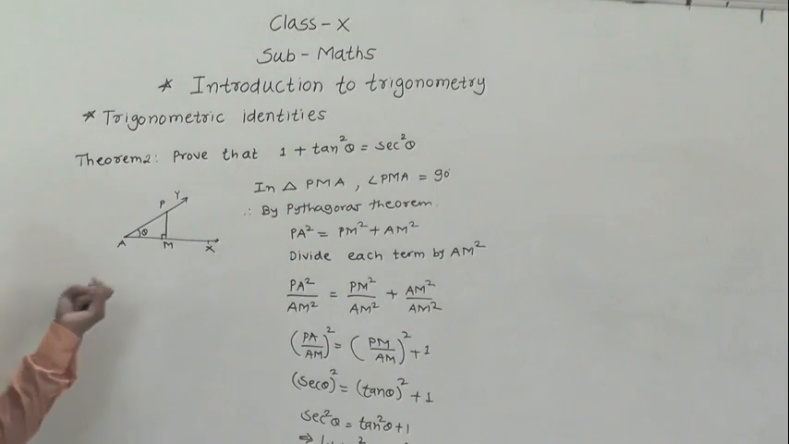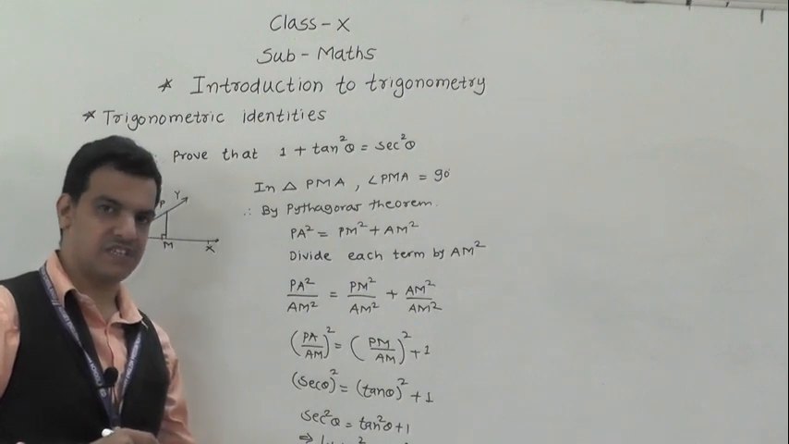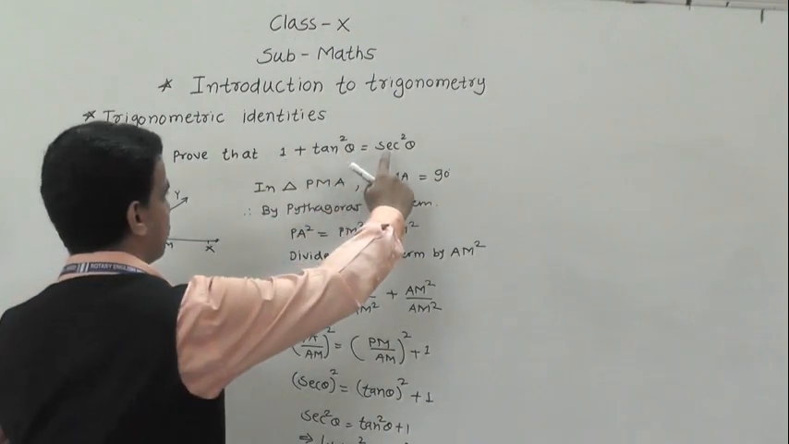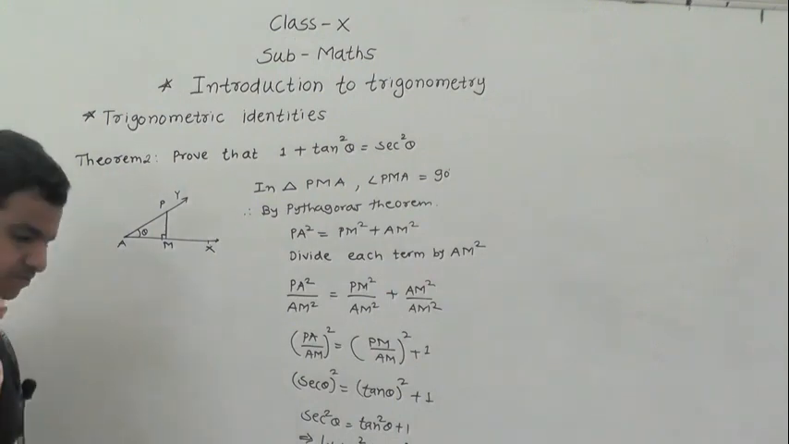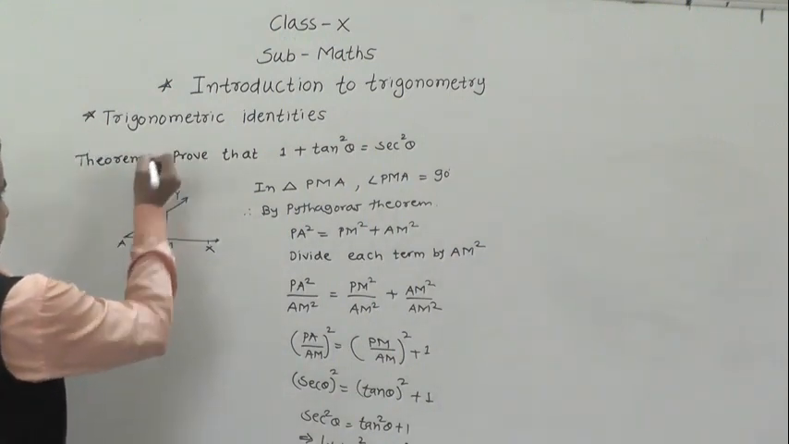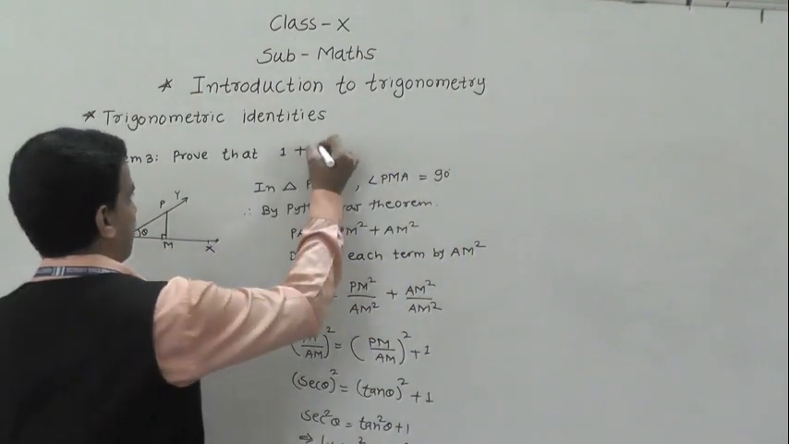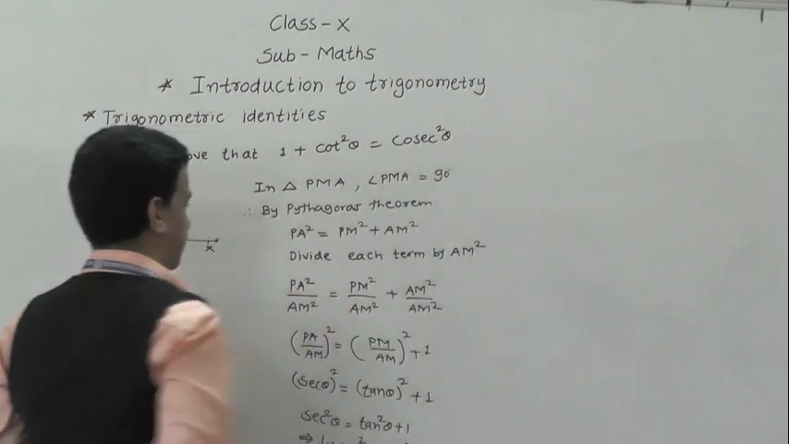So the first identity is sin²θ + cos²θ = 1. The second identity is 1 + tan²θ = sec²θ. Now we will take the third identity, that is prove that 1 + cot²θ = cosec²θ. Here I am keeping this diagram as it is. Theorem 3: prove that 1 + cot²θ = cosec²θ. So this is the third one.